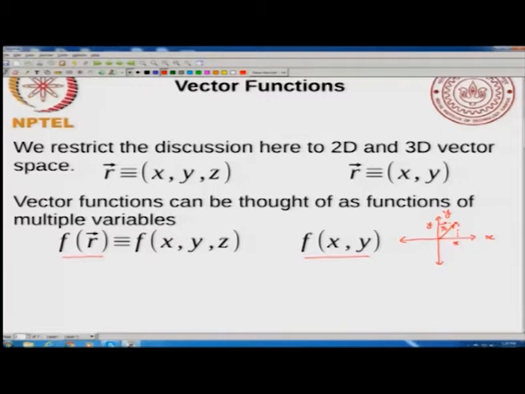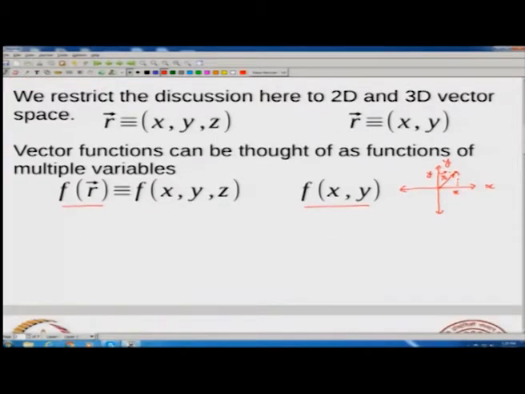For example, you can think of any function of multiple variables, for example f of r equal to, let us say, 3x plus 2yz. It can be any function. You can multiply, you can take squares, you can do anything you want. Or I can write f of x, y, z is equal to 4x cube y plus 3y square.